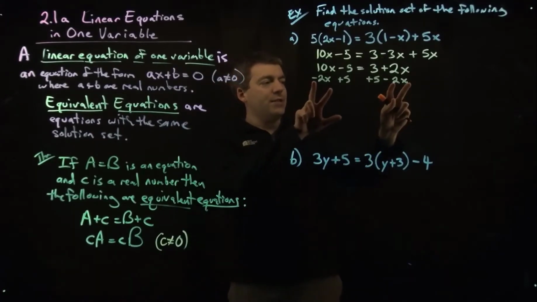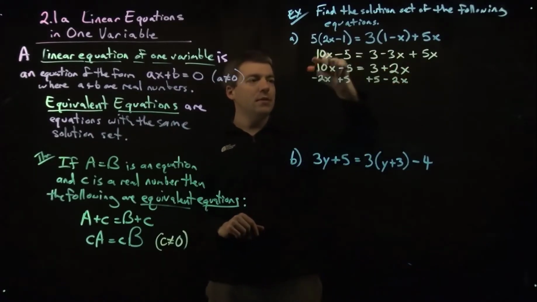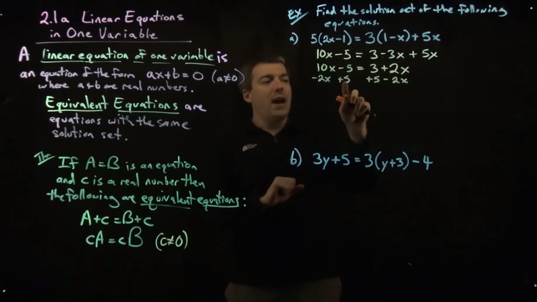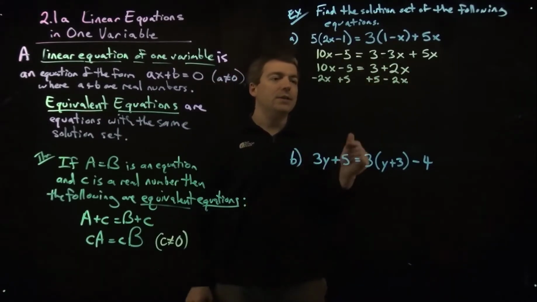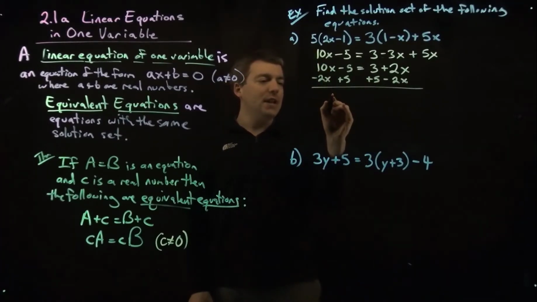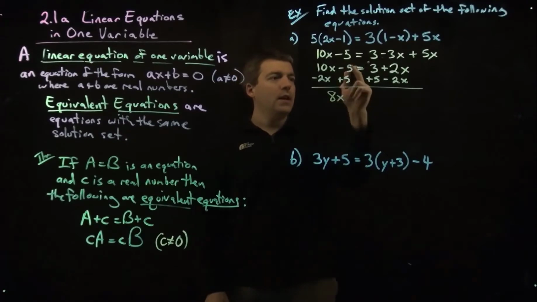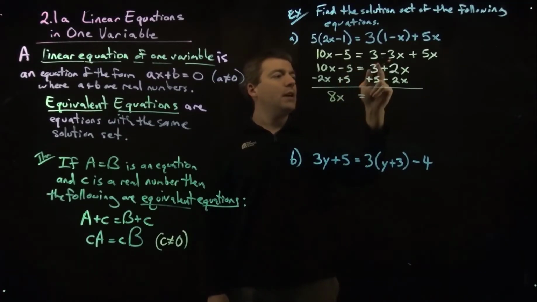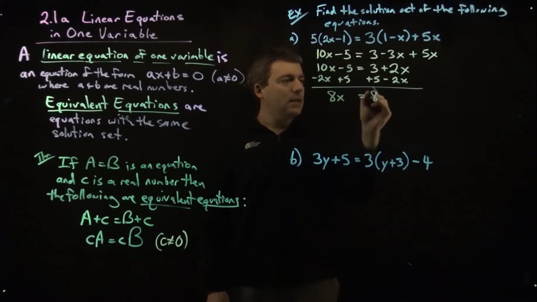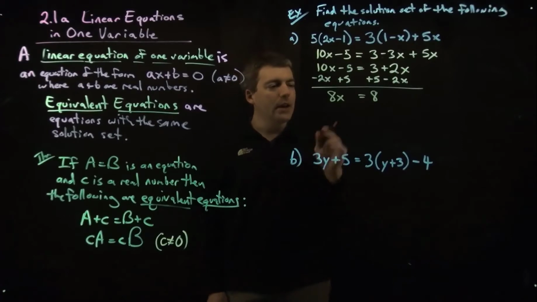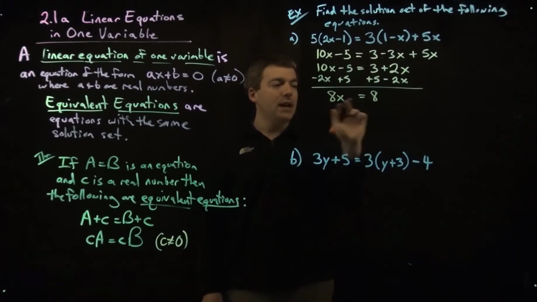So the subtraction of the 2x gets all the x's out of the right-hand side. And then adding the 5 will move the constant to the other side. Okay. So 10x minus 2x is 8x. Negative 5 plus 5 is 0. Equals 3 plus 5 is 8. And then 2x minus 2x is 0. All right. So we're left with 8x equals 8.